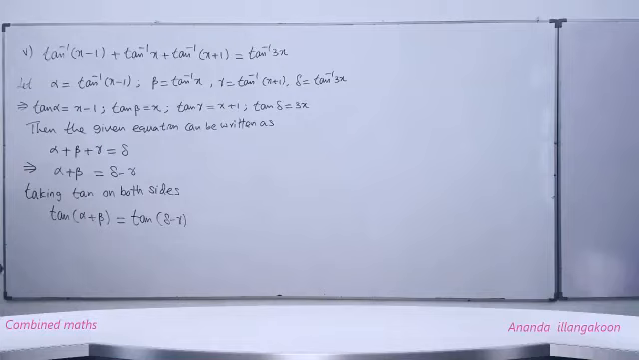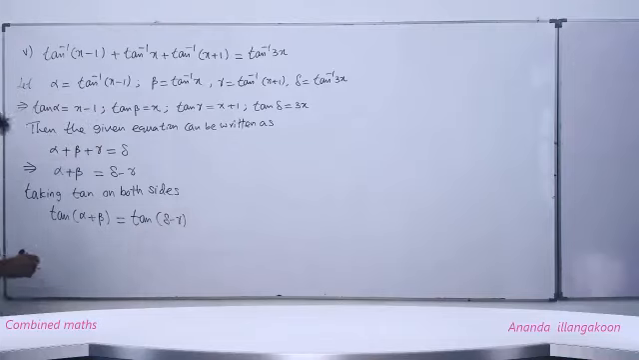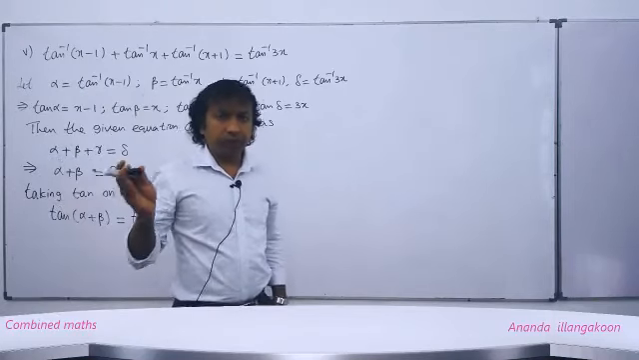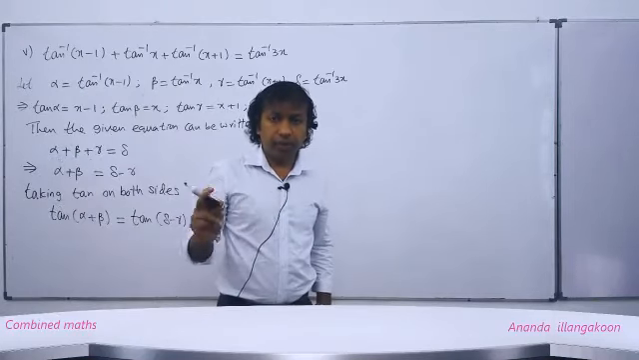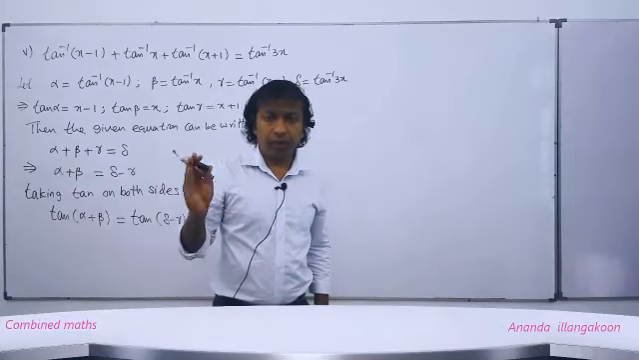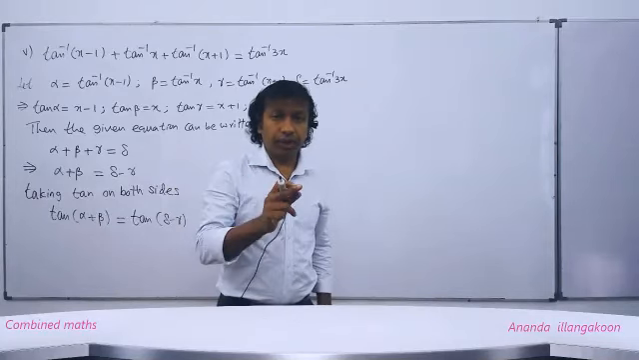Now, once we remove the brackets on the left-hand side, that means the same as we expand tan(a+b) using this formula. So this is what we get. You know the tan(a+b) formula is what? Tan a plus tan b divided by 1 minus tan a tan b. Then tan(a−b) is tan a minus tan b divided by 1 plus tan a tan b.